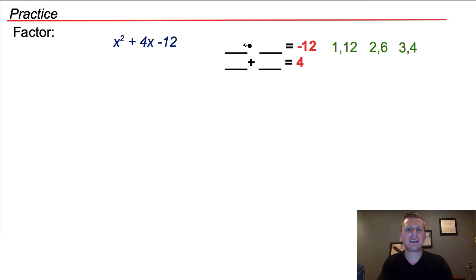Well, what should the signs be to multiply to a negative and add to a positive? Well, one must be positive and one must be negative. It should be negative 2 and positive 6. All I have to do is use this again, the binomial product, and just plug in.